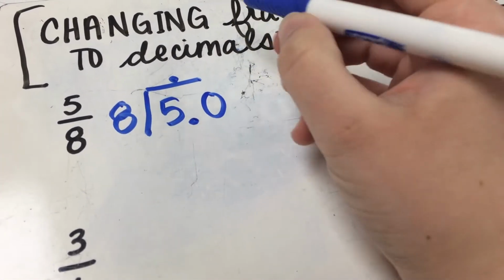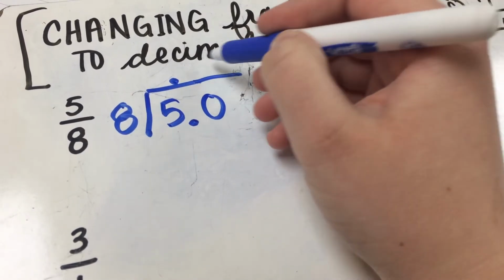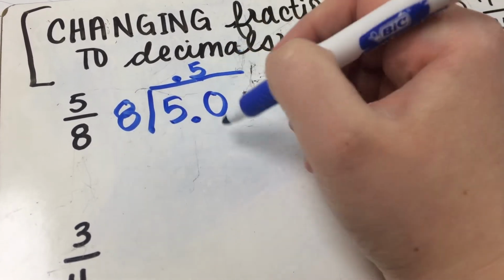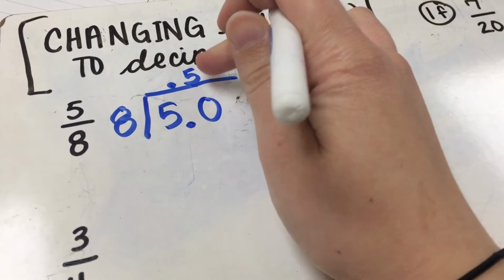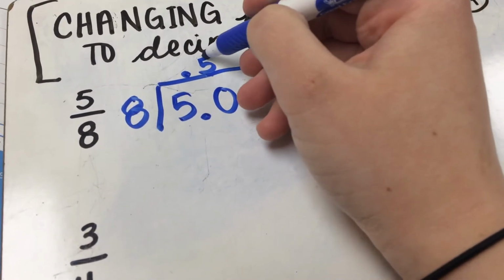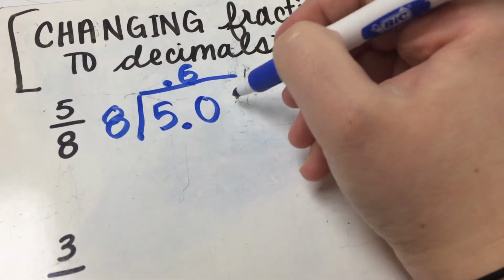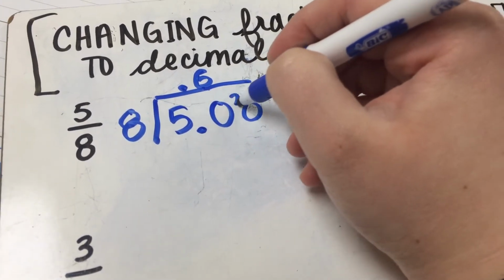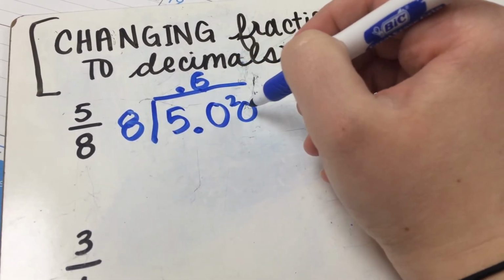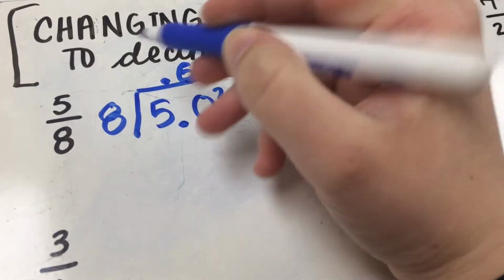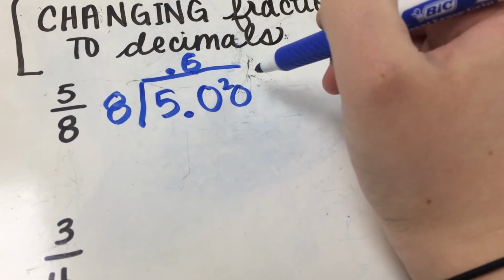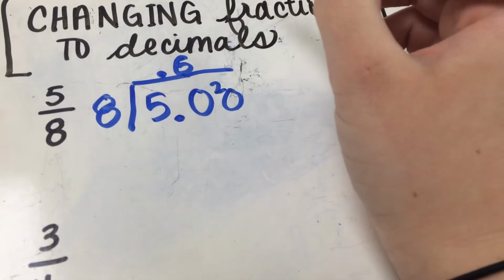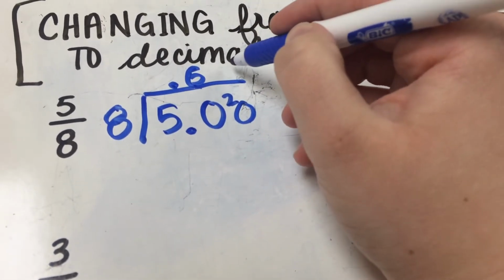Now, it goes into 50 how many times? I need to extend my line. It goes into it 5 times. Does it? Nope, it goes into it 6 times. Oops. 6 times 8 is 48, so we're going to add another 0. We are going to carry our remainder of 2 because 50 minus 48 is 2. So 8 goes into 20 how many times? It goes into 20 2 times.